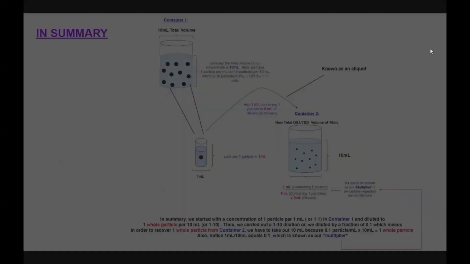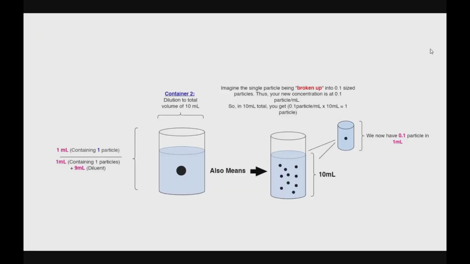So looking at container 2, again we have that one particle. But that one particle can also be represented as broken up into smaller particles, instead of one particle, they're broken up into 10 0.1 size particles. And that would make our new concentration 0.1 particles per milliliter.